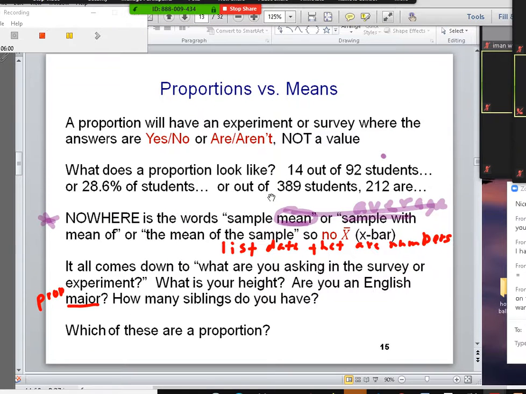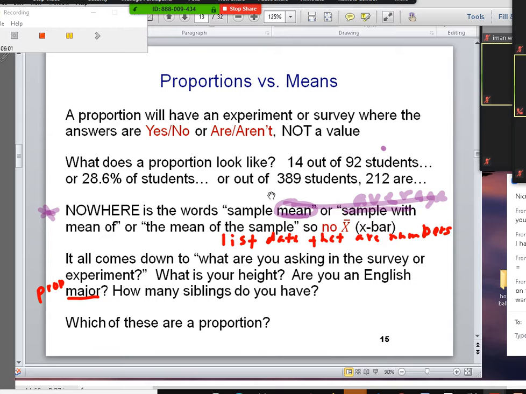All right, so now we're going to look at proportions versus means. We're getting into our review. We're going to do a little bit of review, and then we'll do a few problems, and then we'll go. Okay, so a proportion. How do you know it's a proportion versus a mean? A proportion will have an experiment or survey where the answers are yes, no's, or are, aren't, not numbers. It'll either be a percentage, or a fraction, or a fraction in disguise. But more importantly, nowhere are the words mean or average.